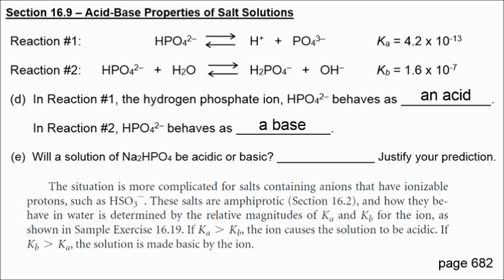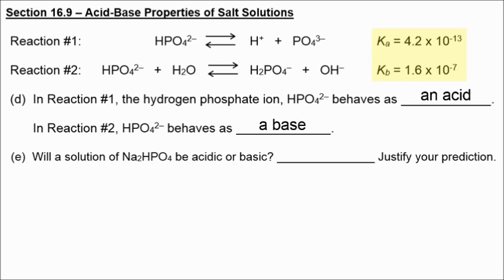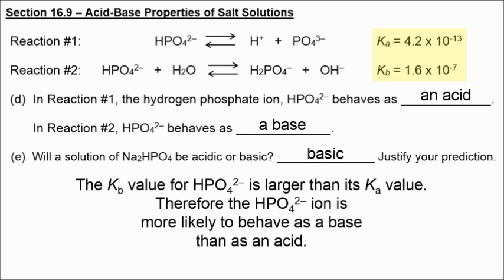How do we figure out what they do in water? It depends on the relative magnitudes of Ka and Kb. So if Ka happens to be larger than Kb, the ion will behave as an acid. If Kb happens to be larger than Ka, the ion will behave as a base. So in our situation, since 1.6 times 10 to the negative 7 is the larger of the two values, a solution of sodium hydrogen phosphate should be a basic solution because its Kb value is larger than its Ka value.